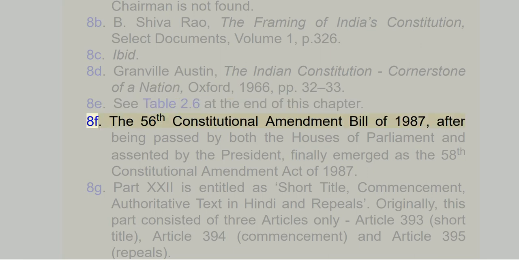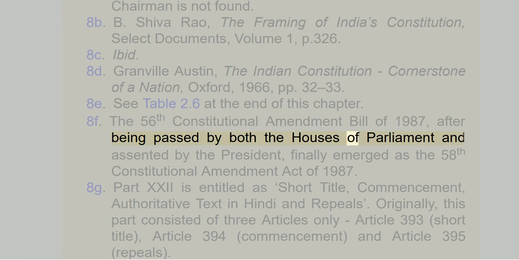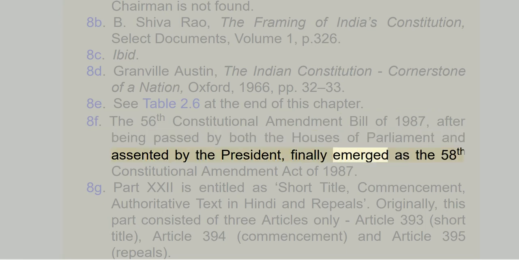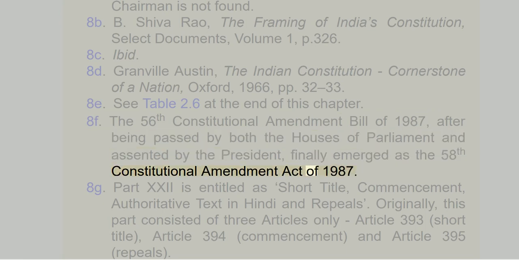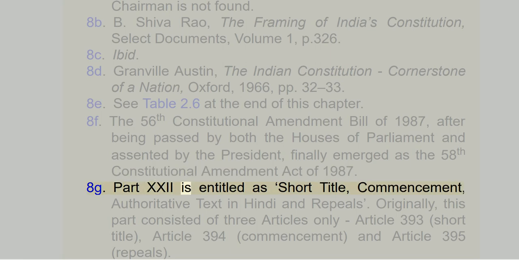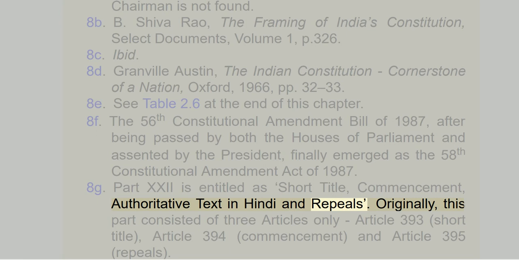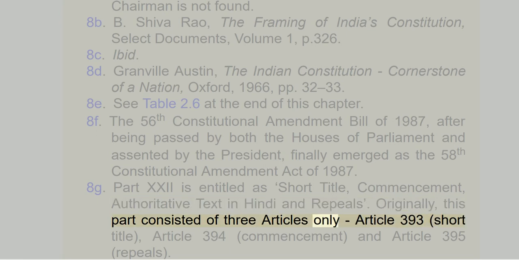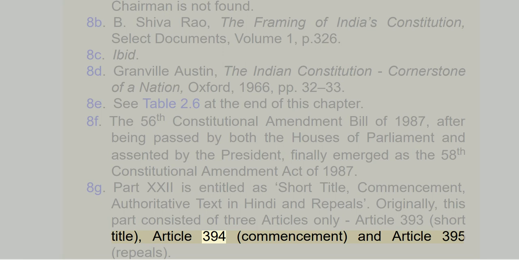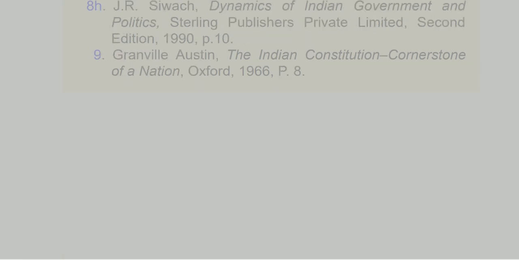8F. The 56th Constitutional Amendment Bill of 1987, after being passed by both the Houses of Parliament and assented to by the President, finally emerged as the 58th Constitutional Amendment Act of 1987. 8G. Part 22 is entitled Short Title, Commencement, Authoritative Text in Hindi and Repeals. Originally, this part consisted of 3 articles only: Article 393, Short Title; Article 394, Commencement; and Article 395, Repeals. 8H. J.R. Siwach, Dynamics of Indian Government and Politics, Sterling Publishers Private Limited, 2nd edition, 1990, p. 10.